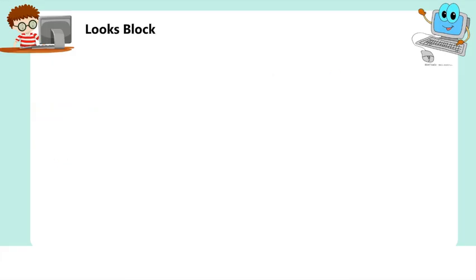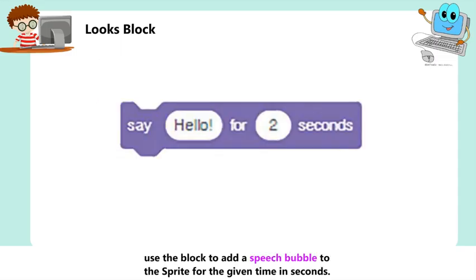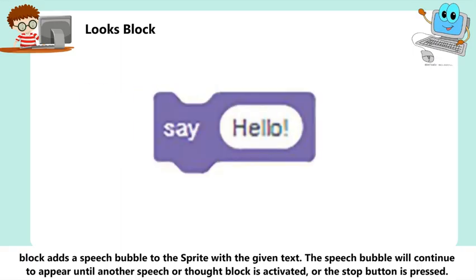Looks block. The blocks in purple color are looks blocks. They control how a sprite appears on stage. Use the Say Hello for 2 seconds block to add a speech bubble to the sprite for the given time in seconds. Say Hello block adds a speech bubble to the sprite with the given text.